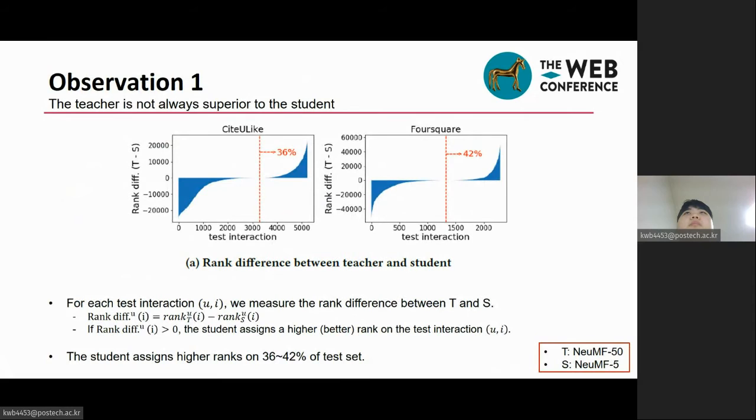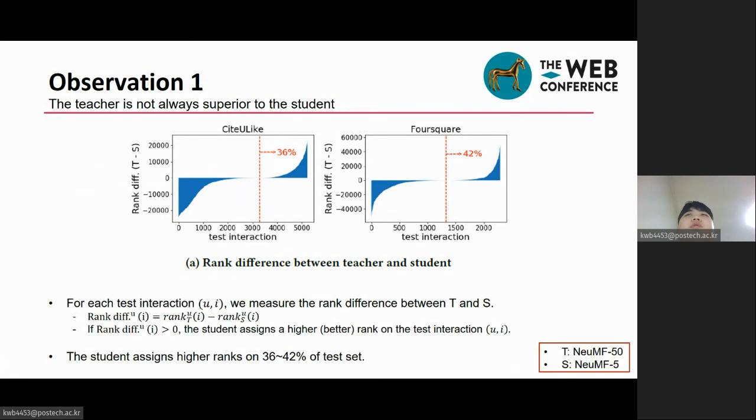Before I propose my method, I will introduce two observations when we apply knowledge distillation to the recommender system. First observation is that the teacher is not always superior to the student. It means that the student assigns higher rank than the teacher on some test samples.